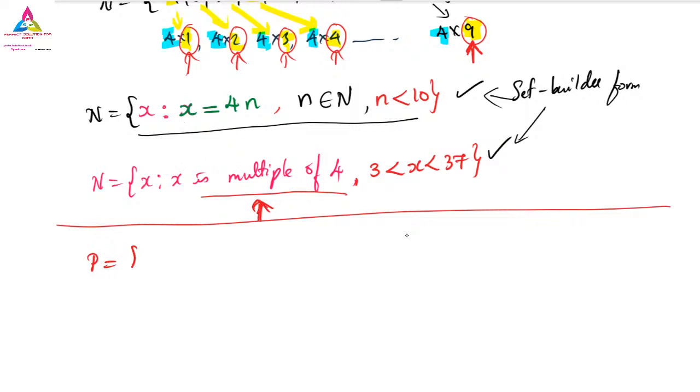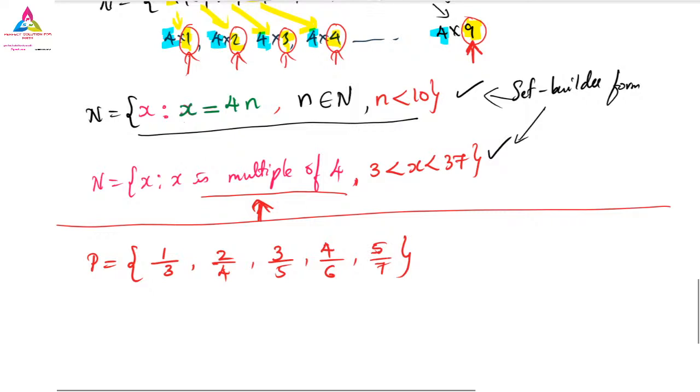P is equal to, see here all of you, one more interesting question I will give. 1 divided by 3. Next number, 2 divided by 4. Next number, 3 divided by 5. Next number, 4 divided by 6. Next number, 5 divided by 7. So these are the numbers I have taken. For this, how are you going to write it in set builder form? This is a roster form.